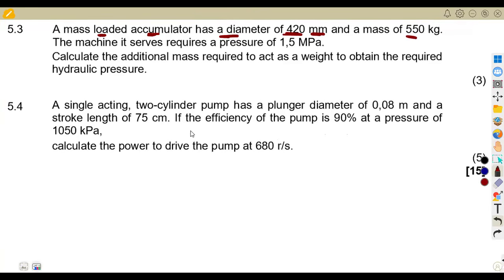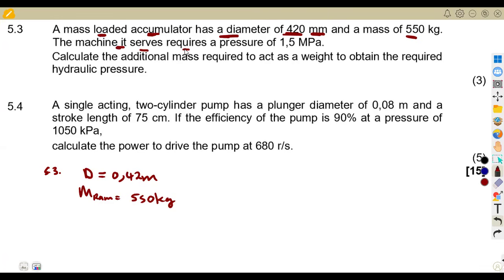So remember, when the accumulator is loaded, this mass that you're talking about is the one that is affecting the ram. Also, this is the diameter on the ram. In 5.3, you'll be given the diameter on the ram. Divide by 1,000, that's going to be 0.42 meters. Then we have the mass of the ram, which in this case is 550 kilograms.